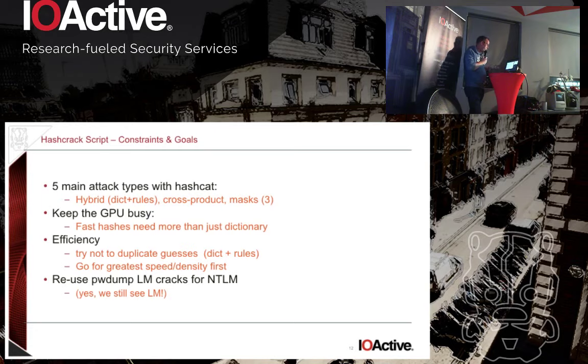Also, we want to make it as efficient as possible, so we want to try commonly used passwords first, because especially in Red Team, we want to know passwords as quickly as we can. Then we have what is essentially a special case, but it's such a common one, PW dump files.